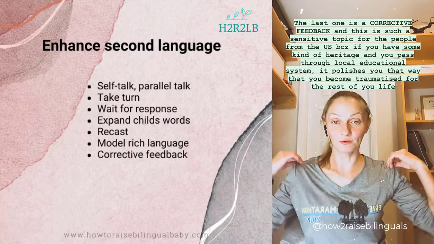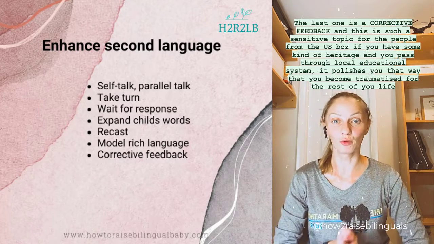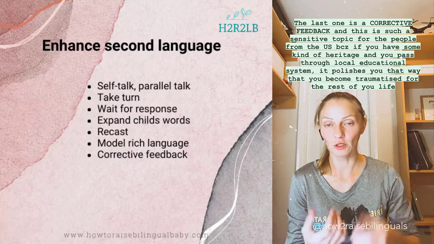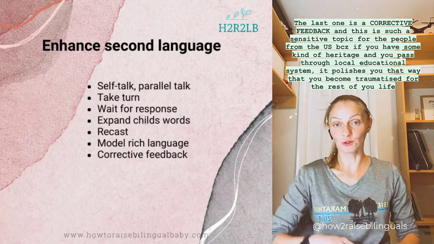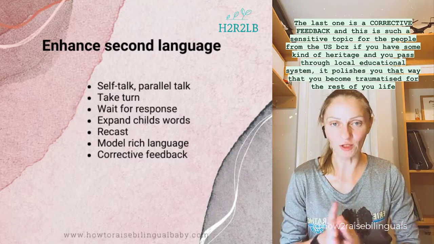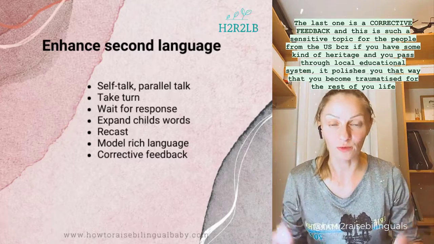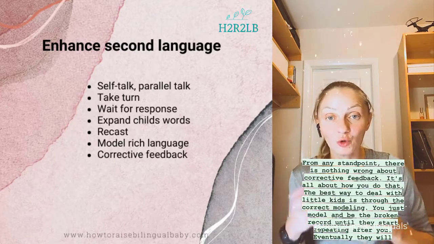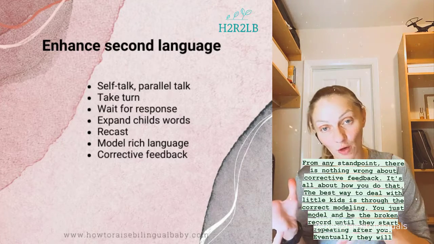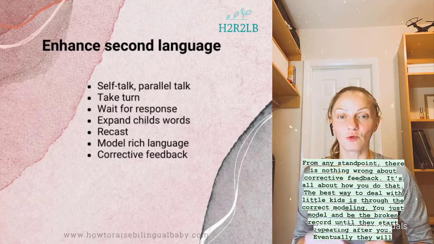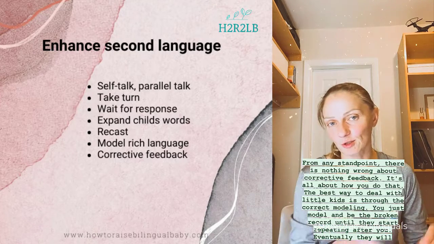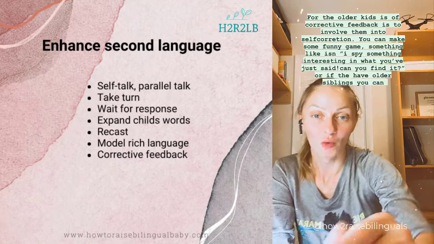The last one is corrective feedback, and this is such a sensitive topic for people from the United States, because if you have some kind of heritage and you pass through the local education system, it polishes you in such a way that you become traumatized for the rest of your life. From any standpoint, there is nothing wrong with corrective feedback, it's all how you do it. So the best way to deal with little kids is through correct modeling. You just model and be the broken record until they eventually start repeating after you.